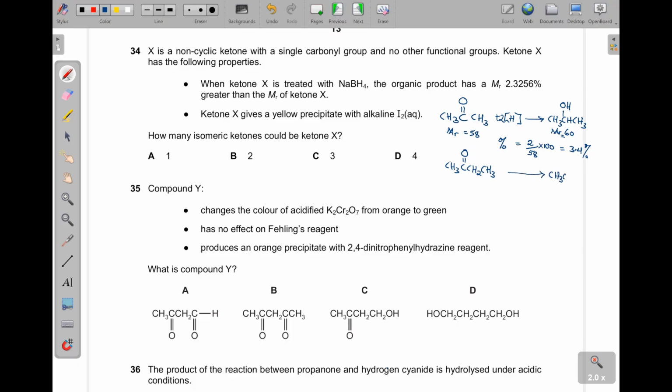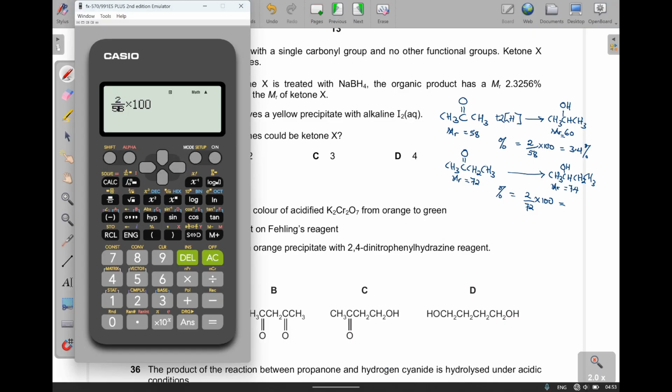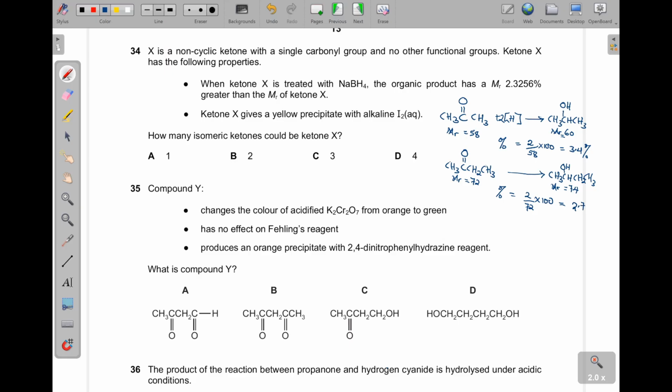So this one will be CH3CH(OH)CH2CH3. So the Mr for this one is 12 plus 12 plus 12 plus 12, that is 48, then plus 5, that is 53, then 56, and 56 plus 16 gives us 72. Okay, so Mr here is 72. Then the Mr here is 74 because we're having 2 hydrogens there. And of course, the percentage is still going to be the difference of 2 divided by the original value 72, then times 100. So what do we get here? The answer is 2.7 recurring percent. So even this one is not.